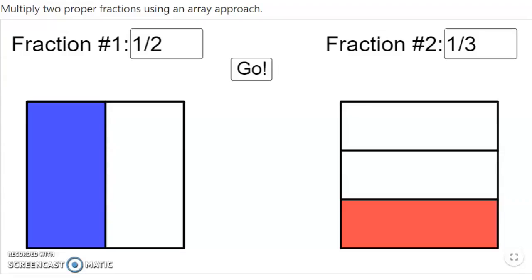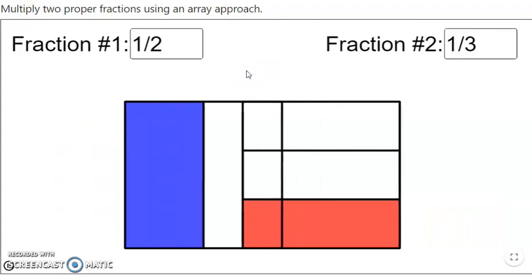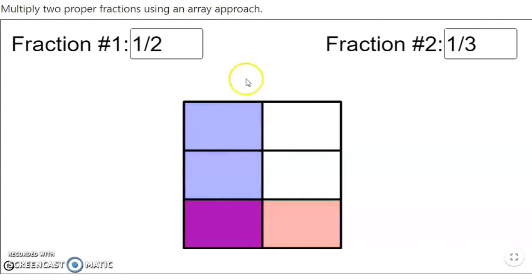So if I want to multiply a half by a third, I'm going to split the third up even further. And we can see this in this way here. The purple area will be a half of a third. We now have sixths, and we have one of them. And if we multiply the top, 1 times 1 is 1, 2 times 3 is 6, it's 1/6.